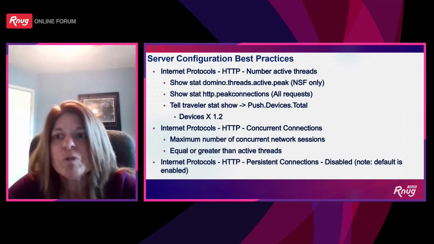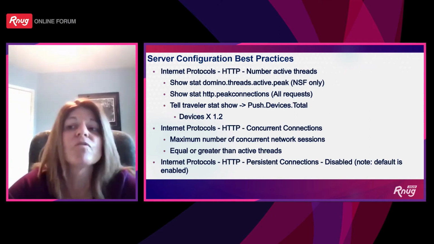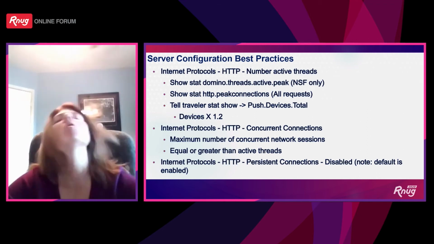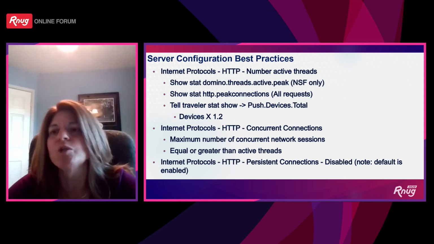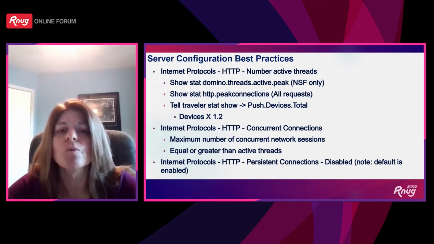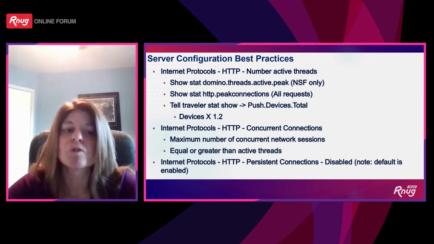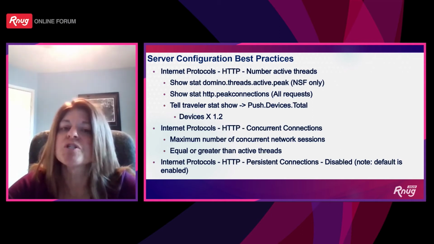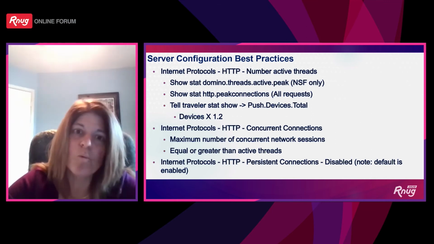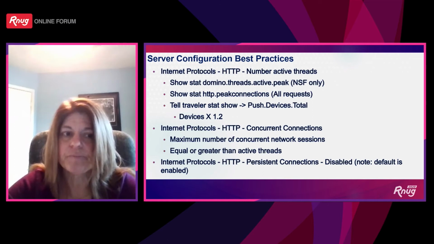Now, if you are also using Traveler, for a large production environment, I wouldn't recommend having VERSE and Traveler on the same box. But if you're in a test environment, or if you're a small company and you only have 10, 20 people, then you can do that. And so you want to be cognizant of what Traveler's requirements are. For Traveler, you want to look at push devices total, take that value, multiply it by a factor of 1.2, and that is your number of active threads.